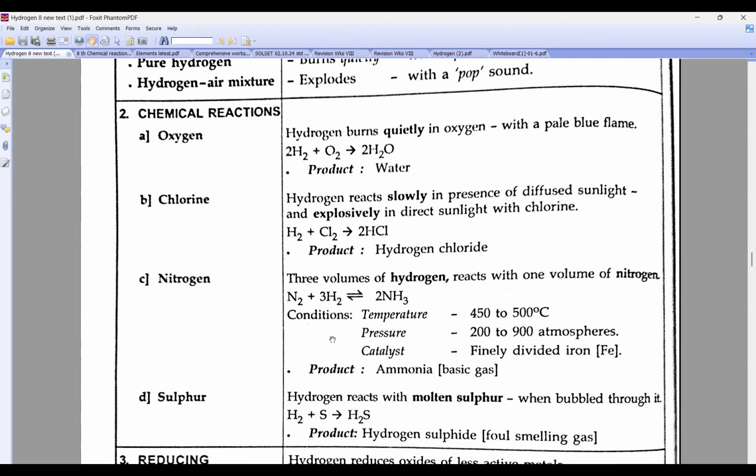Now they will ask: hydrogen reacts with oxygen to give water. Hydrogen reacts with chlorine to give HCl. This is very important: this process is known as Haber's process. In Haber's process, nitrogen reacts with hydrogen reversibly to give ammonia. What is the temperature? 450 to 500. What is the pressure? 200 to 900. Who is the catalyst? Fe. This ammonia has a bad smell and is a basic gas. The only basic gas in your syllabus is ammonia.